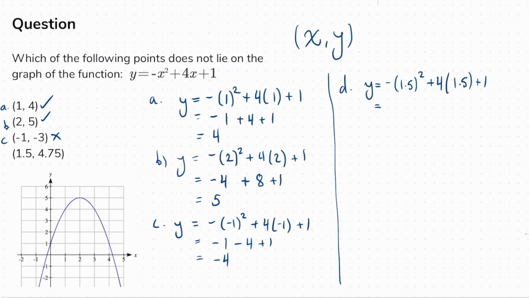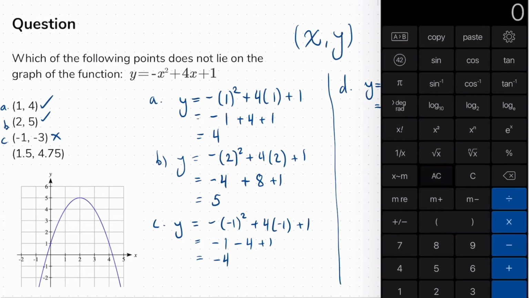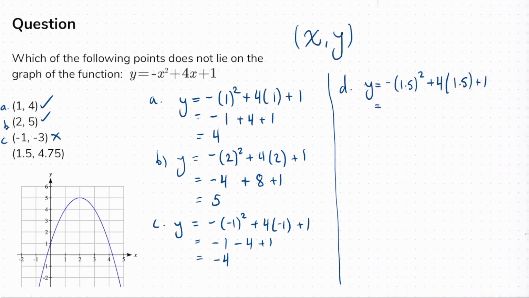So 1.5 times 1.5, let's pop that in the calculator. 2.25. That becomes 6. 6 minus 2.25, well, that's 3.75. 3.75 plus 1 is 4.75. So that one works as well. So which does not lie? Minus 3, because minus 3 does not equal minus 4.